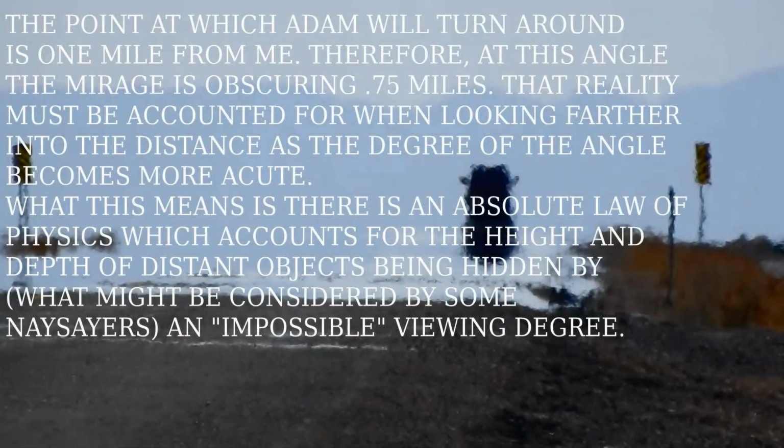The point at which Adam will turn around is 1 mile from me. Therefore, at this angle, the mirage is obscuring 3/4 of a mile. That reality must be accounted for when looking farther into the distance as the degree of the angle becomes more acute. What this means is there is an absolute law of physics which accounts for the height and depth of distant objects being hidden by what might be considered by some naysayers an impossible viewing degree of angle. I'm looking at you, Rumpus and Ruhif.